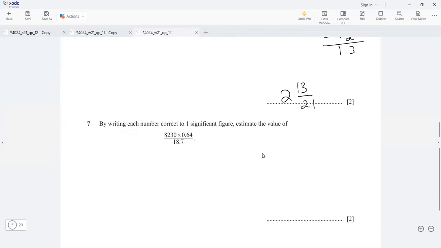So question number 7 is an estimation question. We have to just correct our answers to one significant figure and estimate our answer. So the first significant figure here is 8. After 8 there is 2. So we can write down 8,000 here and multiply by.